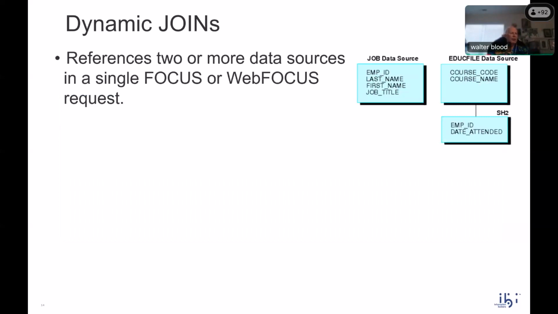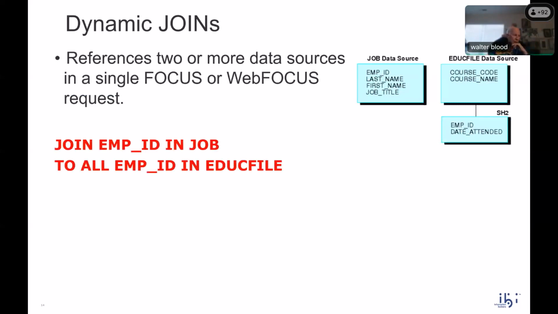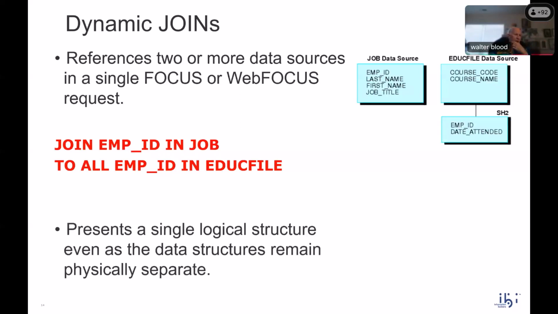All right, I'm referencing here. I've got two different data sources. I want to connect them together because I want to report out of them. I can join emp ID and job to all emp ID in EDGIC file. Now, all and multiple mean the same thing. So effectively what I've got is a multiple join here, right? This is going to give us a single logical structure that I can use for reporting, and that's the whole idea.